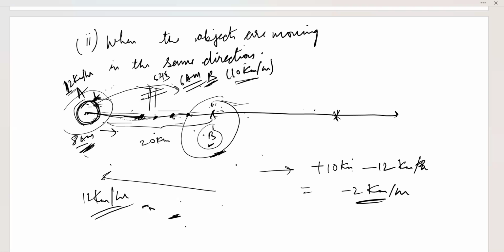Now what does this minus 2 essentially mean? It means that A will overtake, since the speed of A is more than B. So essentially, if I had asked A to stop, you stop and let B run and do whatever it wants, it will be observed that B is coming backwards at a rate of 2 kilometer per hour.